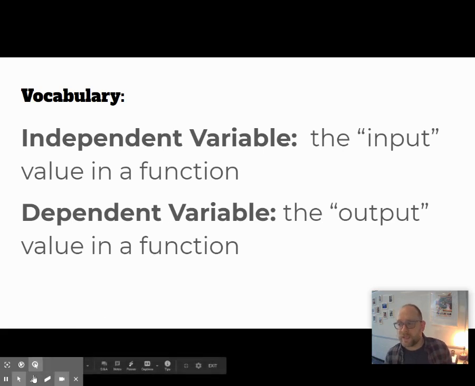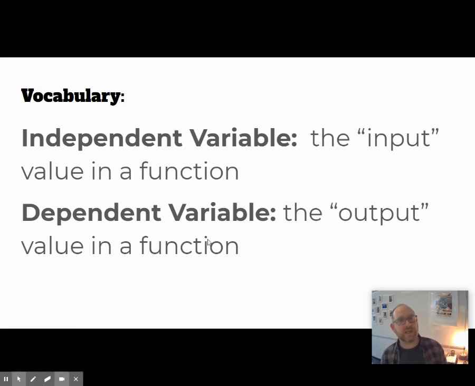So there we go. The independent variable is the number that we put into it. It's the number that can change. And then the output is the dependent variable because it's dependent on what the variable going in is and the function itself. So you will need to know those two terms.